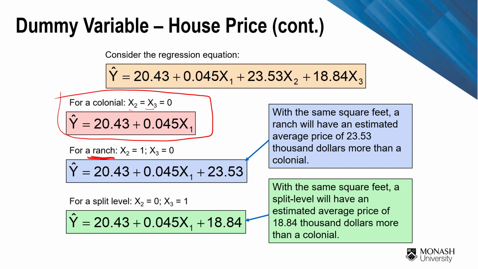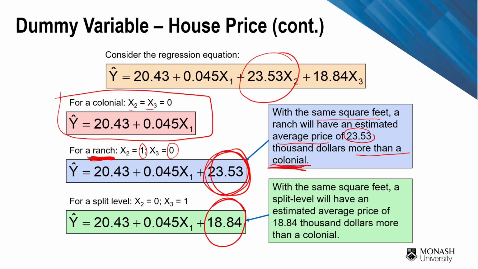For ranch, you only activate x2 because x2 is only for ranch. So x2 will be equal to 1 and x3 equal to 0. So you are getting the extra score of 23.53. Okay. So the interpretation will be, with the same square feet, a ranch is estimated to have an average price of 23.53 thousand more than a colonial. All right. Why is it more than a colonial? Because colonial is our default category.